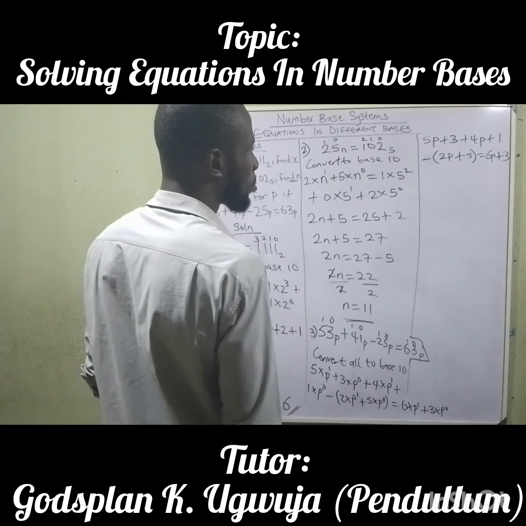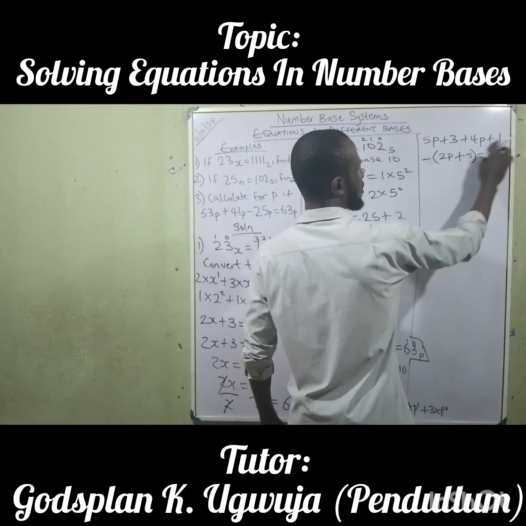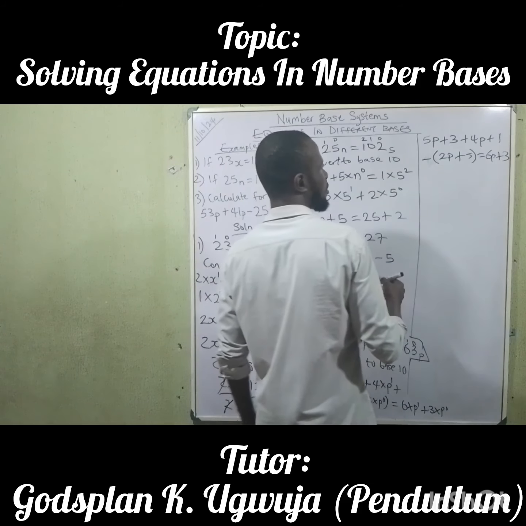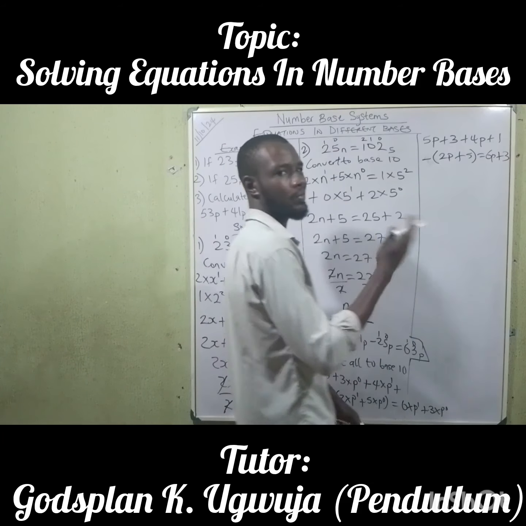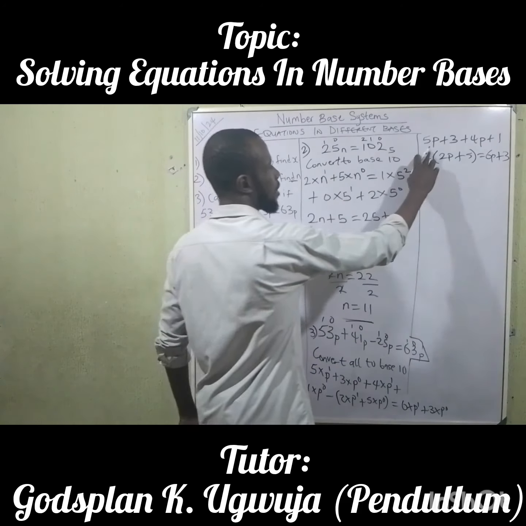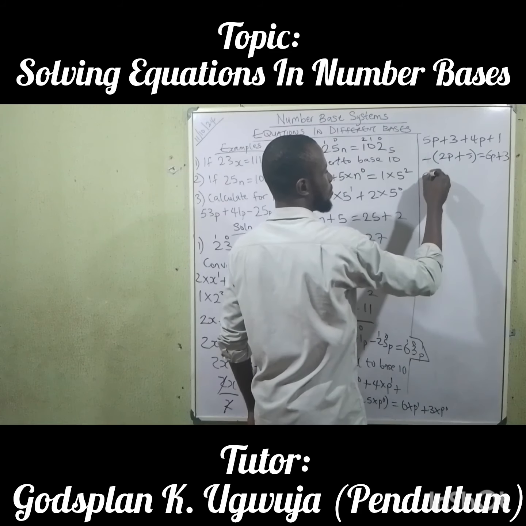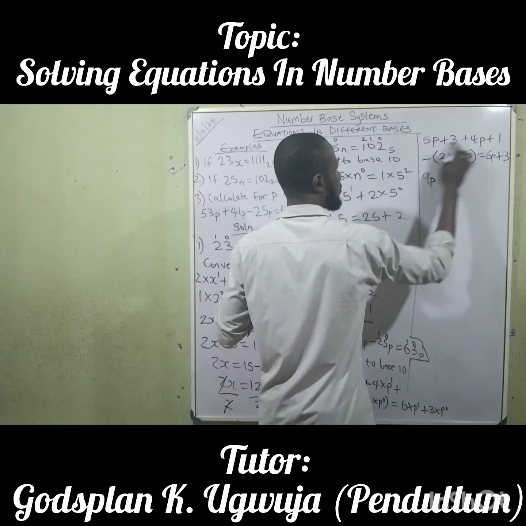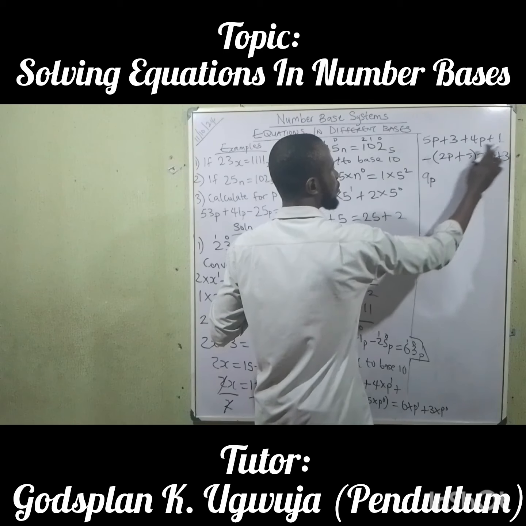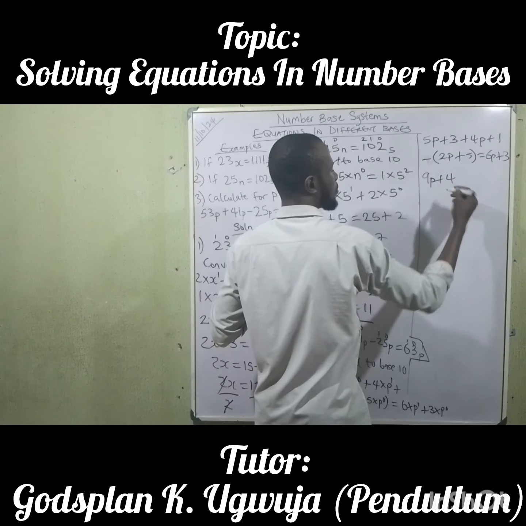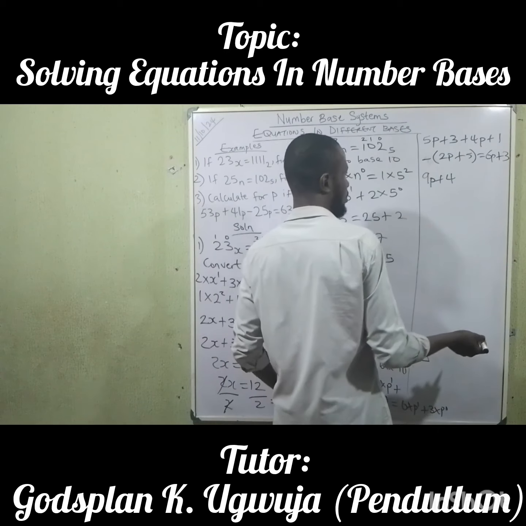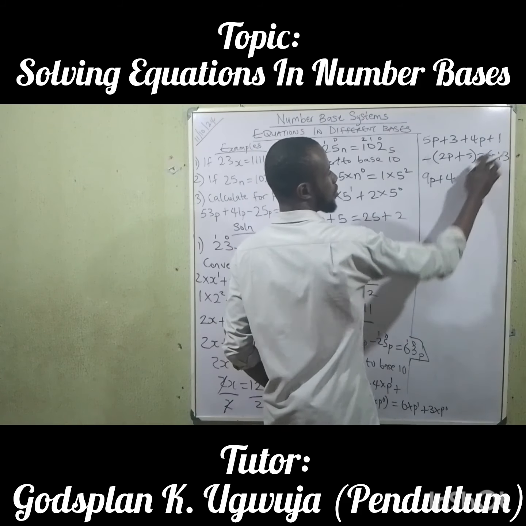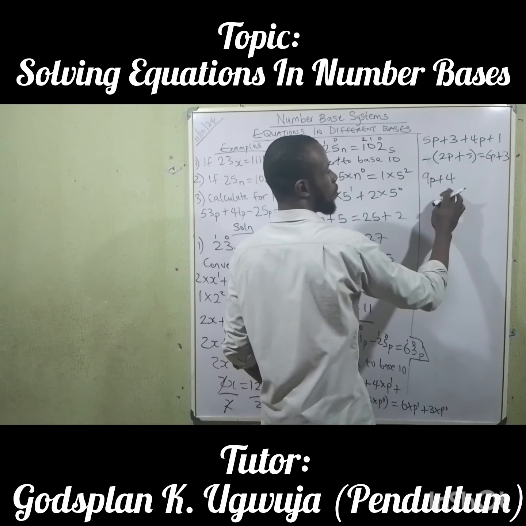Alright, so for this first slide, this is elementary maths. 5p plus 4p is 9p. Then 3 plus 1 is 4. This is elementary maths, so let's not waste time on it.